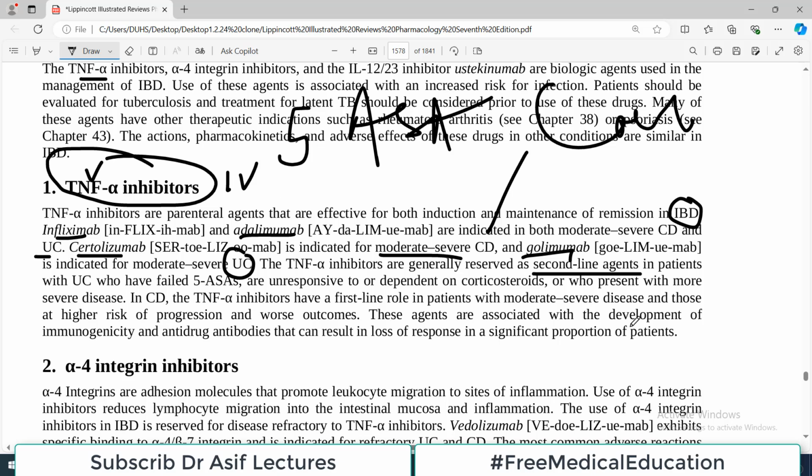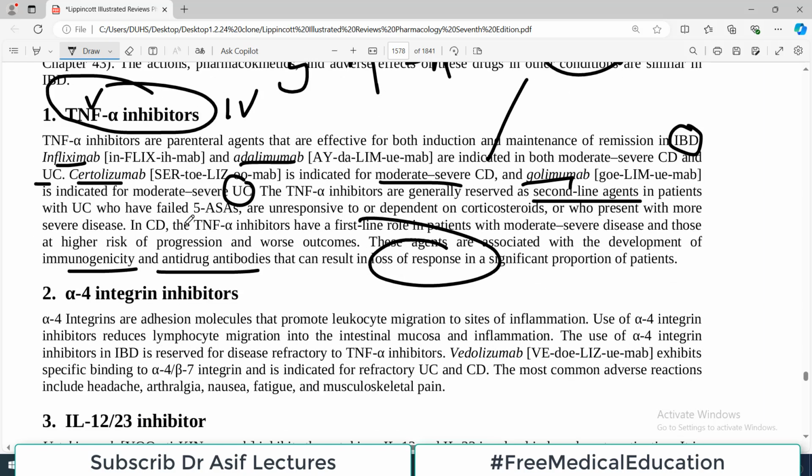Okay, these agents are associated with development of immunogenicity and anti-drug antibodies, and that can lead to ultimate loss of response in quite a lot of patients. So that becomes immunogenicity and sensitivity towards the drug. So the drugs just don't work, right?